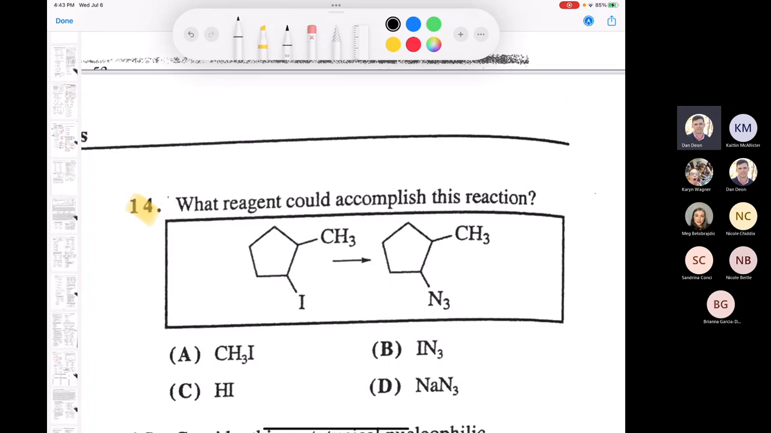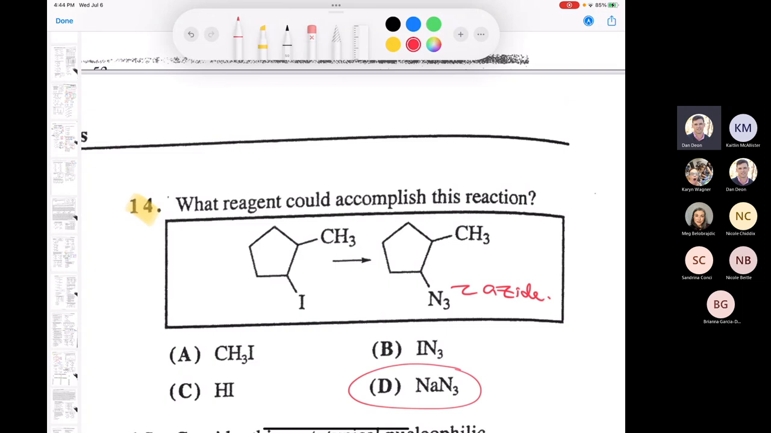When you have N3, that's an azide. So if you have N3, that's called an azide group. We talked about azides a little bit. So if you want to add azide, your nucleophile is going to have to be azide, right? So you would need to use sodium azide.